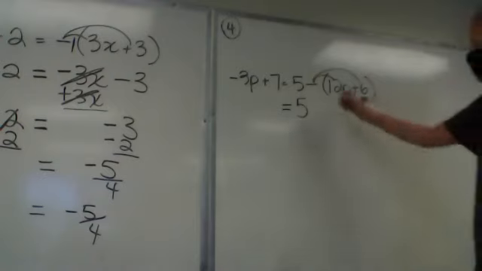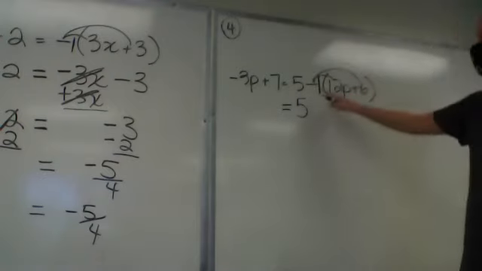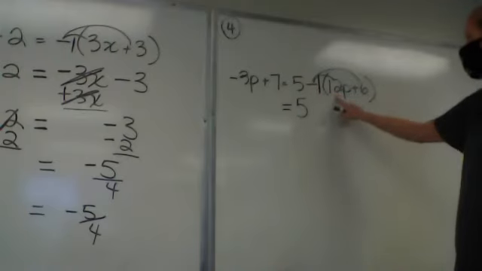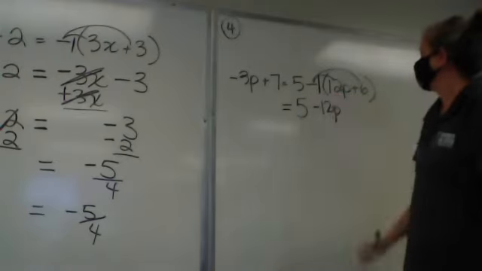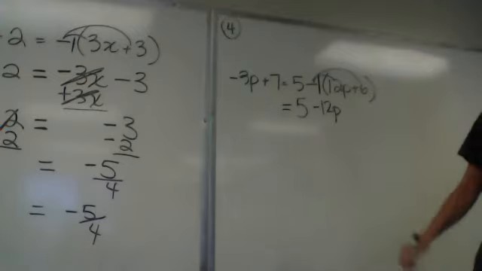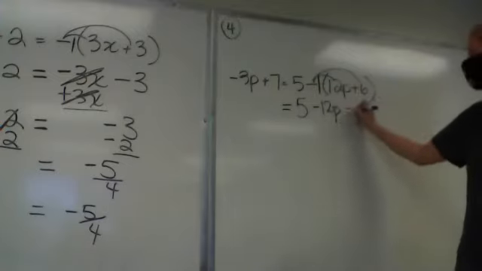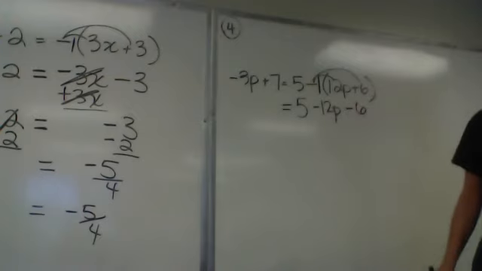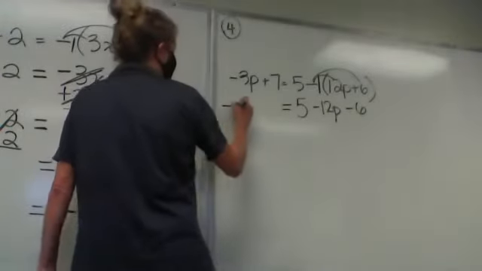So since it's a minus, what do I need to think of it as? 1 is what I'm distributing. So negative 1 times 12p gives me negative 12p. Negative 1 times positive 6 gives me negative 6. All right, I'm just going to drop down this other side. Negative 3p plus 7.